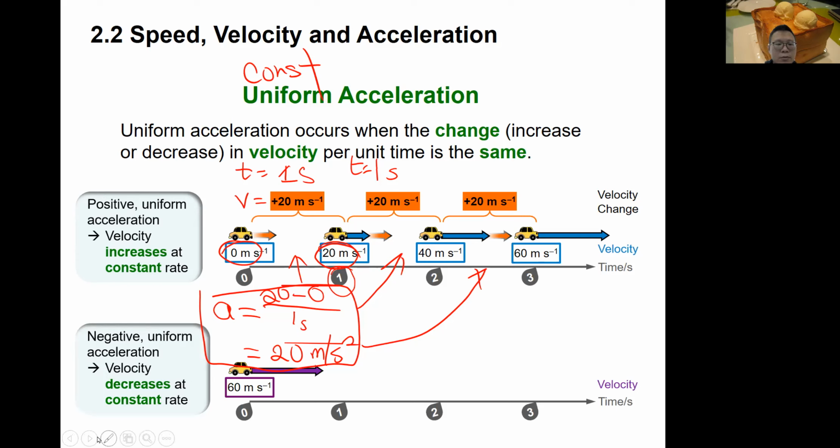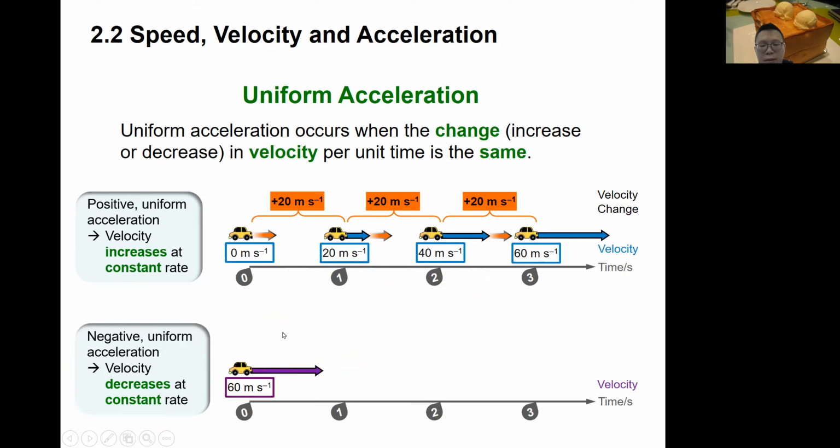Now, what happens if I have negative acceleration? Let's take a look at this. Same thing, I start with 60 meters per second. This is my initial. My speed dropped by 20 meters per second in 1 second.